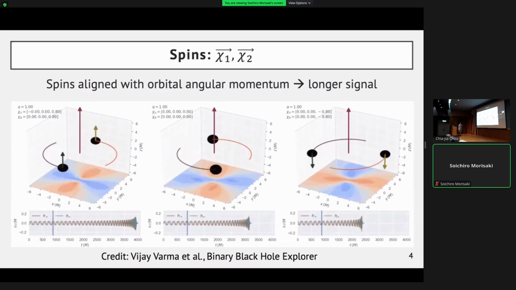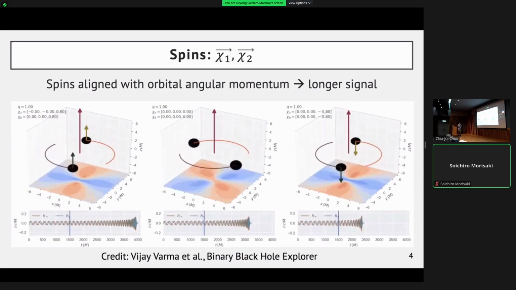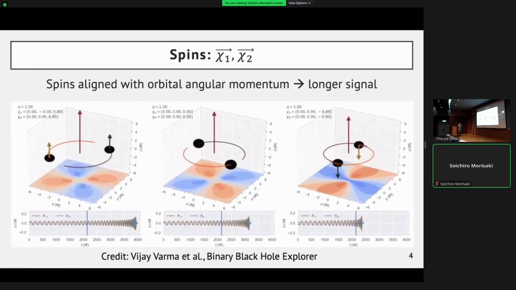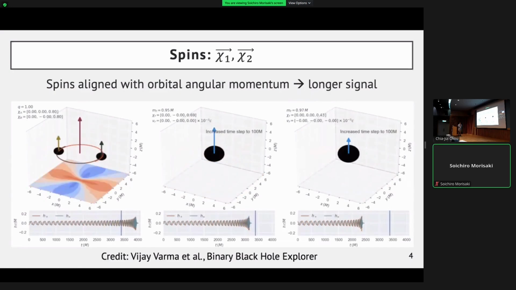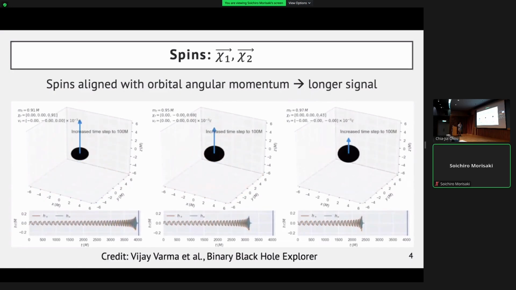As you can see, the right binary evolves quicker, and this is the first one to merge, and then the middle one is the next one to merge, and the last one, the left binary, is the last one to merge. So reflecting this, the signal duration gets longer for aligned spins. So signal duration is also affected by the parallel spin components.